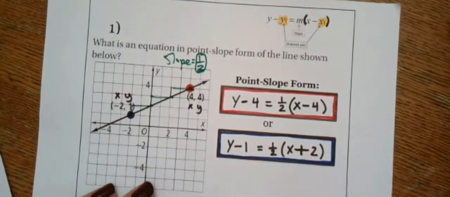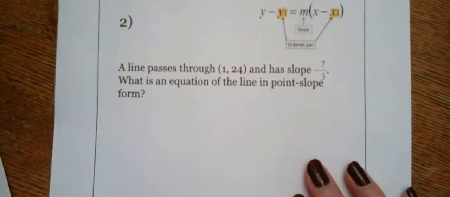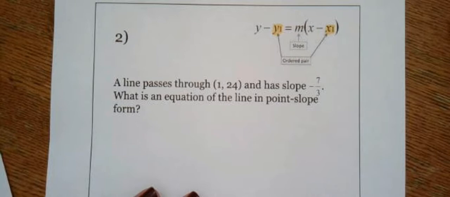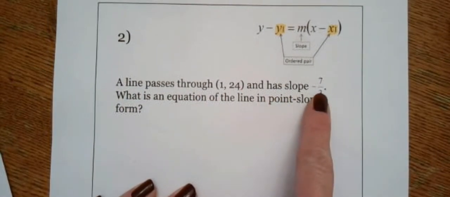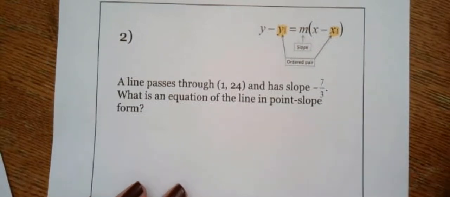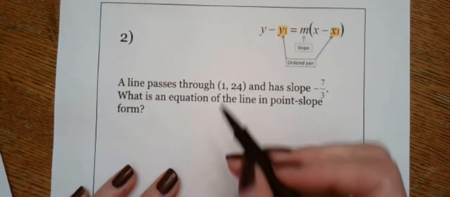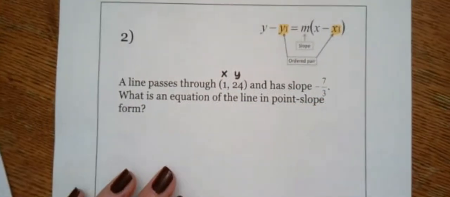Okay. So that's example number 1. Let's look at number 2. So follow along with me in your notes. Okay, even easier yet. A line passes through this given point and has a slope of -7/3. What's the equation of the line in point slope form? Okay, easy. You may want to mark this x and this y so you can keep them straight.